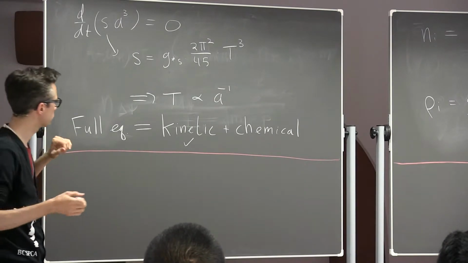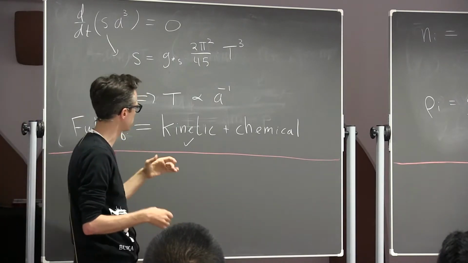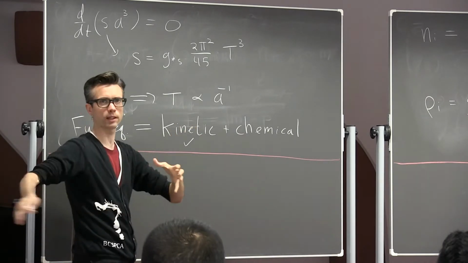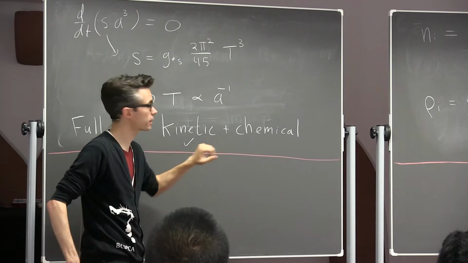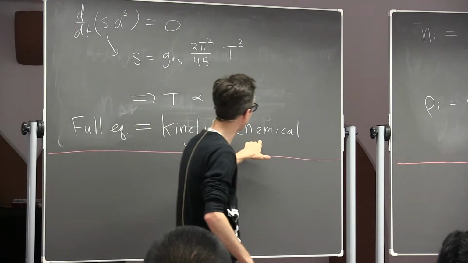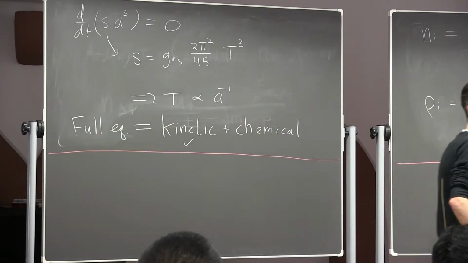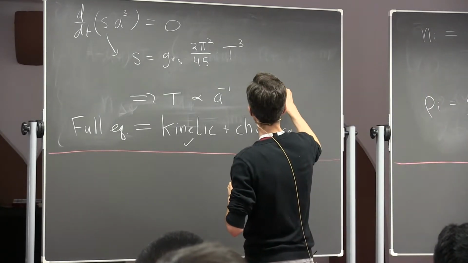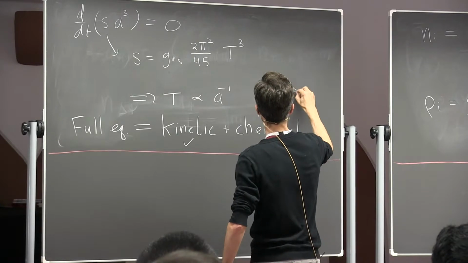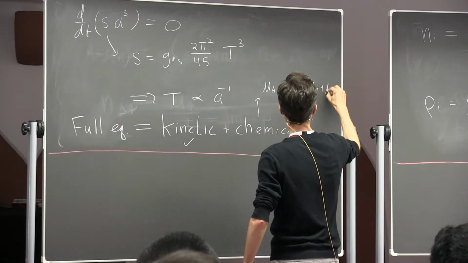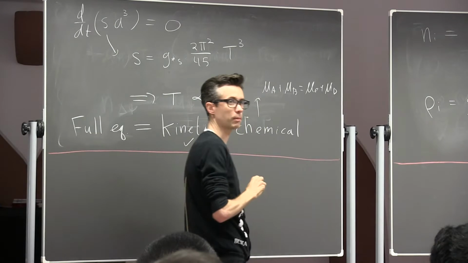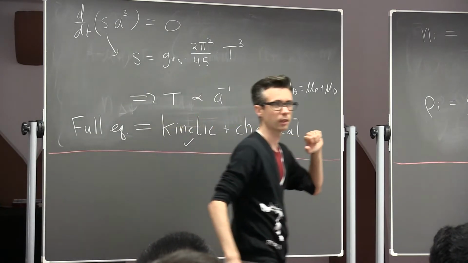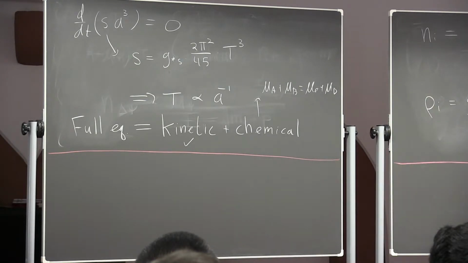So it's usually, for the most part, a pretty good approximation or assumption that you have kinetic equilibrium, at least as long as your temperature isn't way, way less than the mass of a particle. But chemical equilibrium is the thing that tends to be harder to preserve. Chemical equilibrium is the aspect of equilibrium that tells you that mu A plus mu B is equal to mu C plus mu D. So chemical equilibrium specifically refers to these relations between chemical potentials for reactions that change particle number.